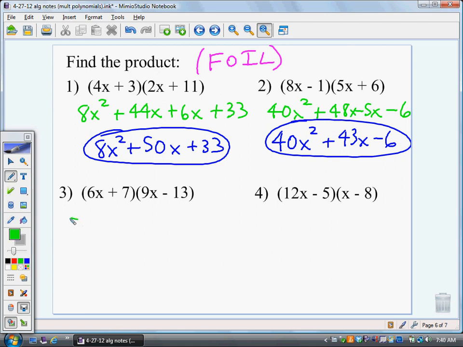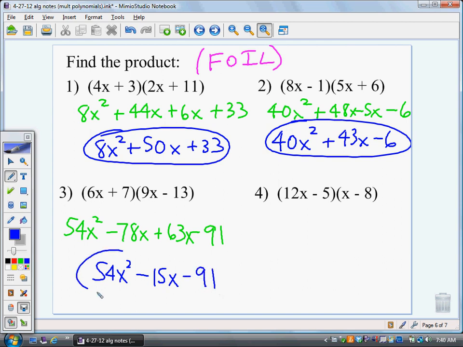Here, my first would give me 54x squared. Outer would be 78x. Inner is 63x. And last would be negative 91. Forgot my x here. Combine them, you would have 54x squared minus 15x minus 91.